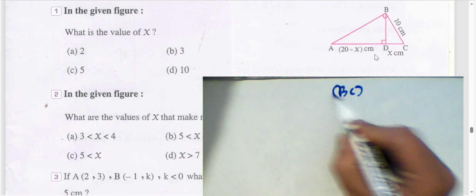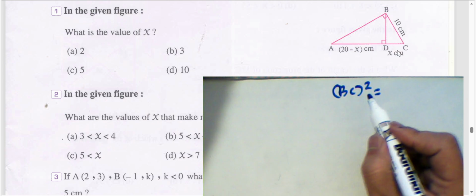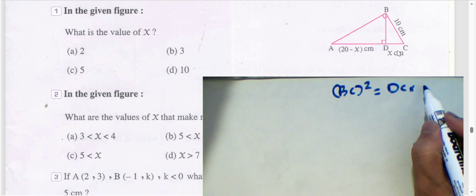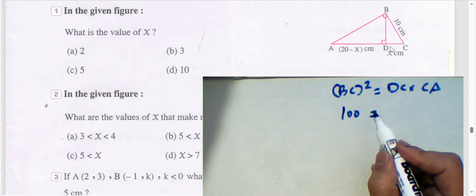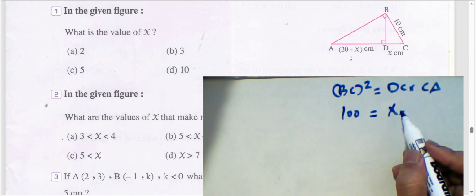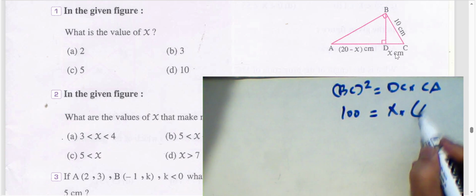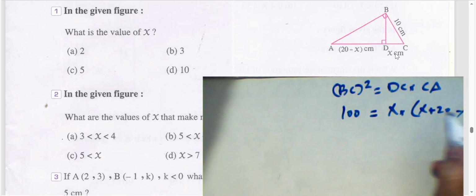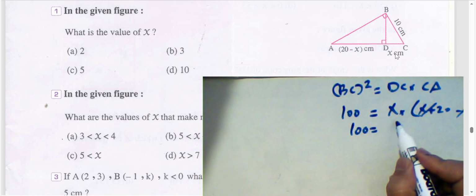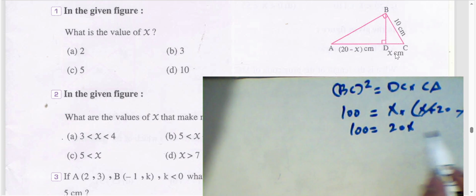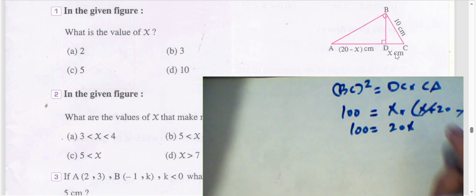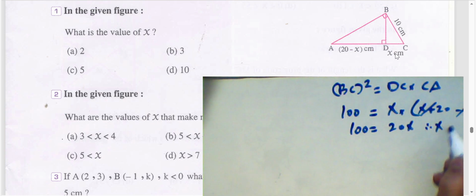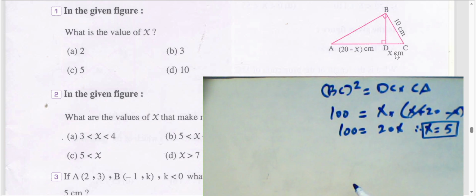We know PC power 2 is equal to DC product by CA. Then 10 power 2, it will be 100, equal DC, which is x, product by CA. CA is the length of x and 20 minus x. We can cancel together. 100 equal x times 20 minus x. We cancel x by x, and 20 times x, 20x. Then the value of x equals 100 divided by 20, it will be 5. X will be 5. Okay, choose letter C.